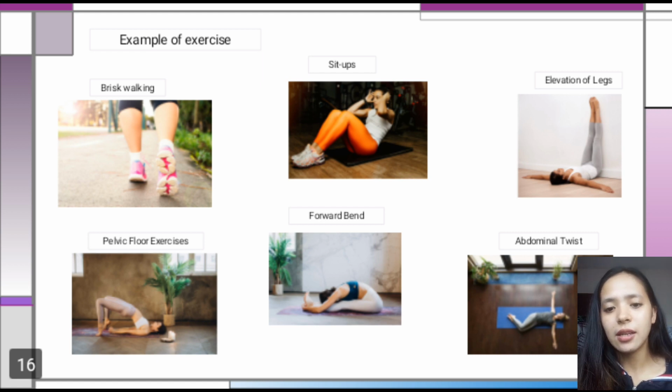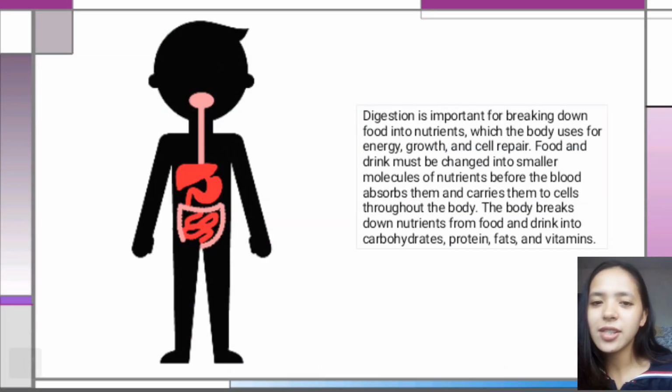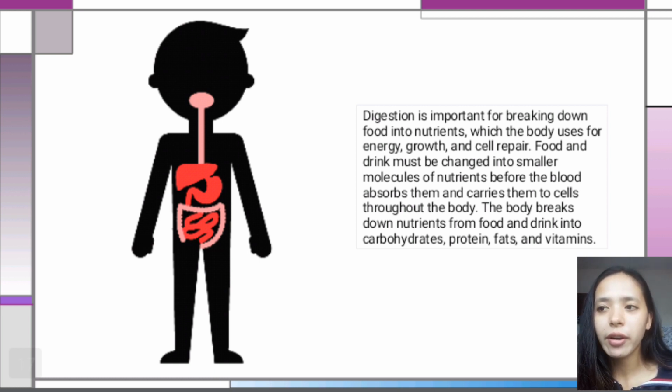So next is why digestive system is important? So digestion is important for breaking down food into nutrients, which the body uses for energy, growth, and cell repair. Food and drink must be changed into smaller molecules of nutrients before the blood absorbs them and carries them to cells throughout the body. The body breaks down nutrients from the food and drink into carbohydrates, protein, fats, and the vitamins.